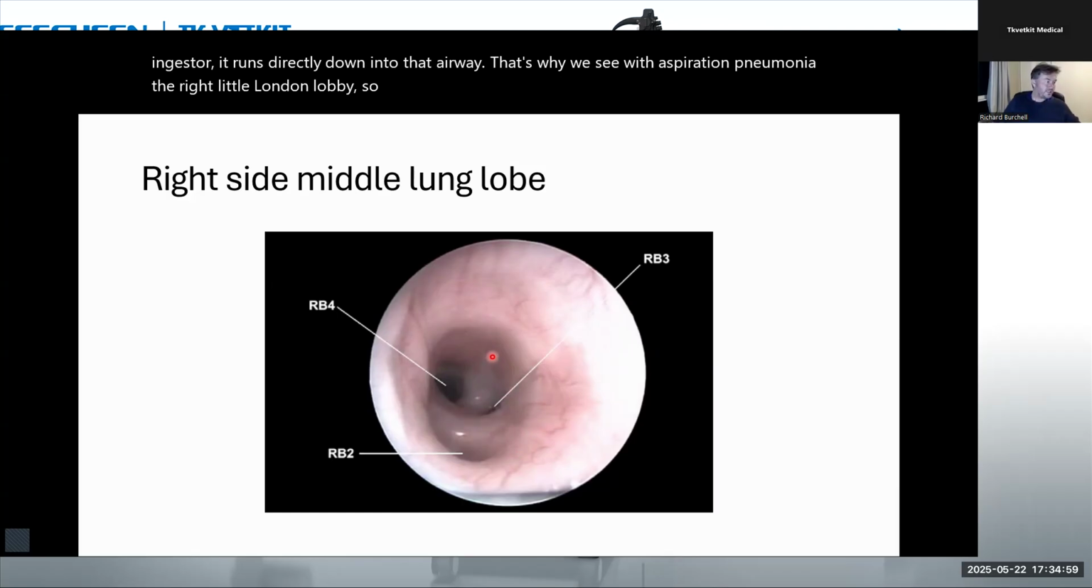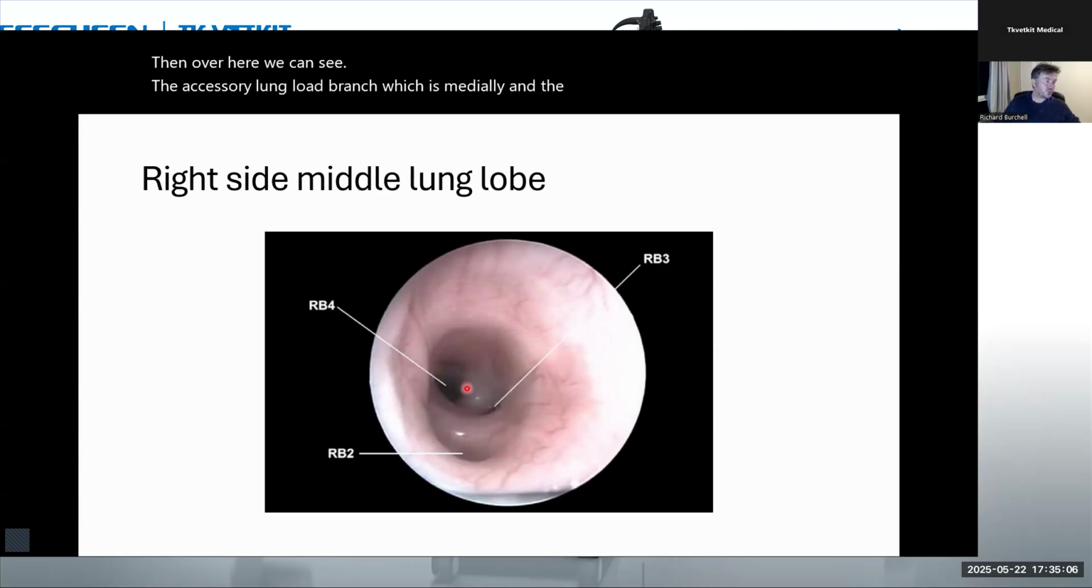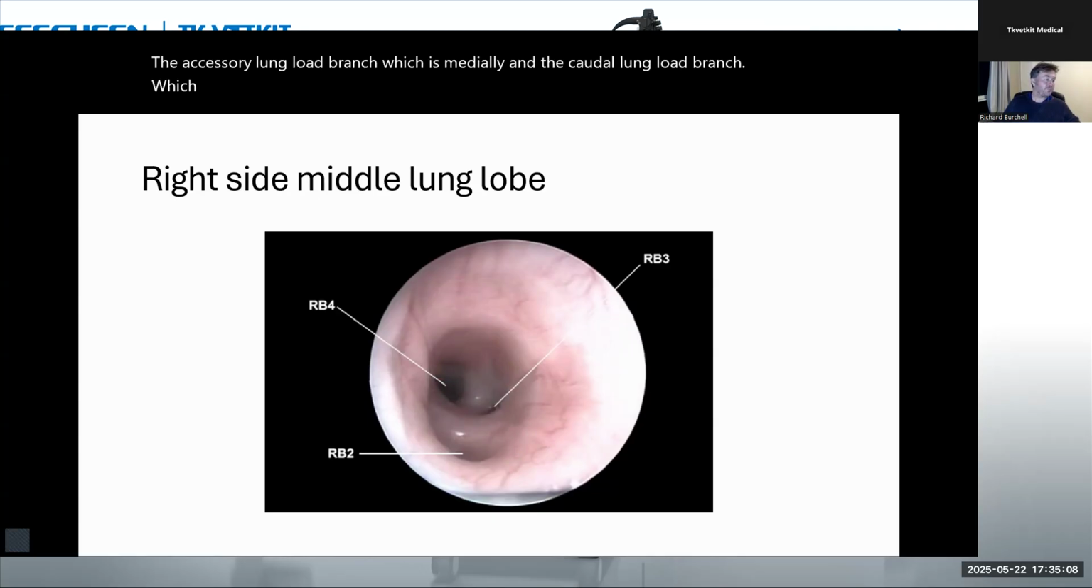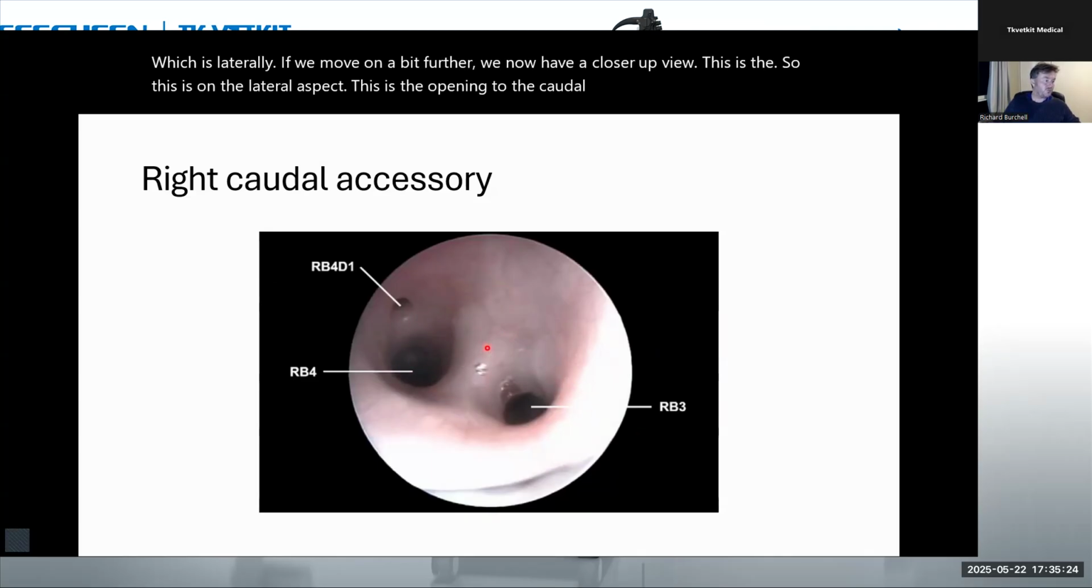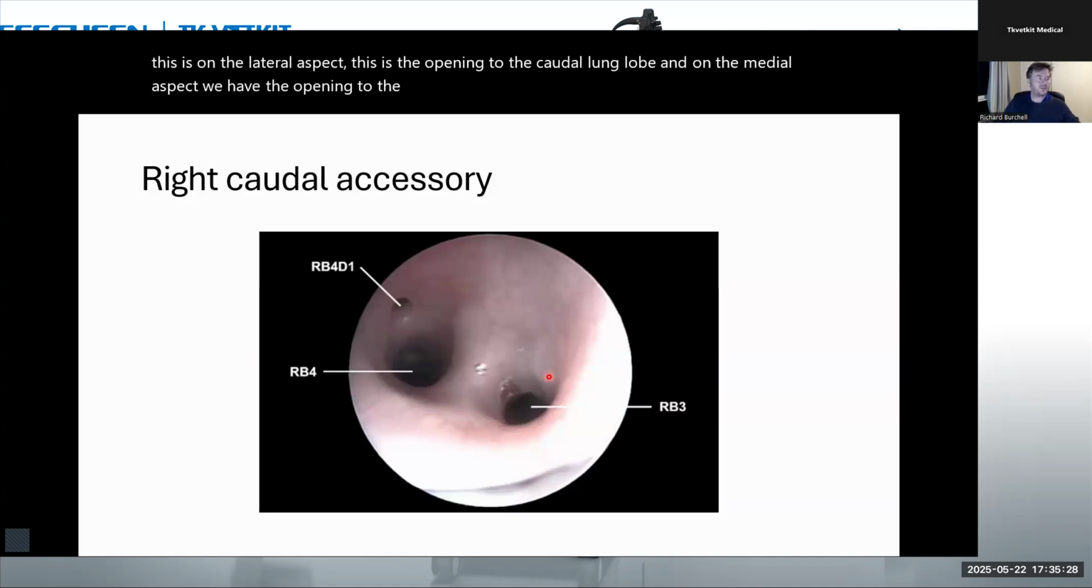Then over here, we can see the accessory lung lobe branch, which is medially, and the caudal lung lobe branch, which is laterally. If we move on a bit further, we now have a closer up view. This is on the lateral aspect. This is the opening to the caudal lung lobe, and on the medial aspect, we have the opening to the accessory lung lobe. So that's on the right.